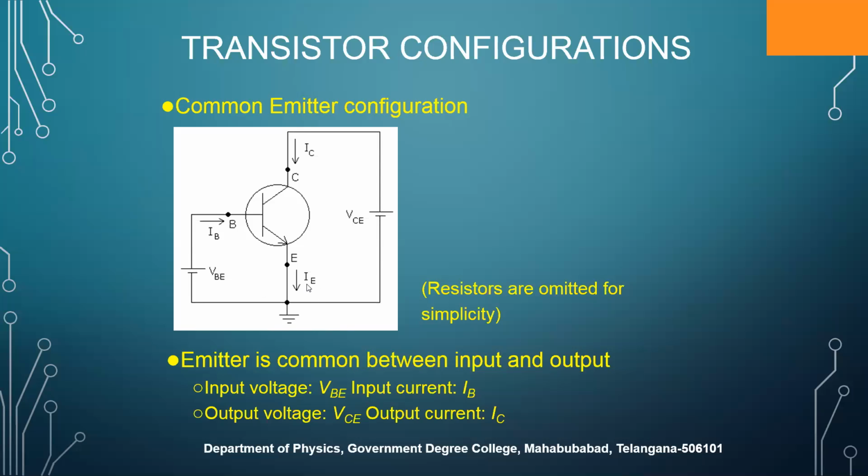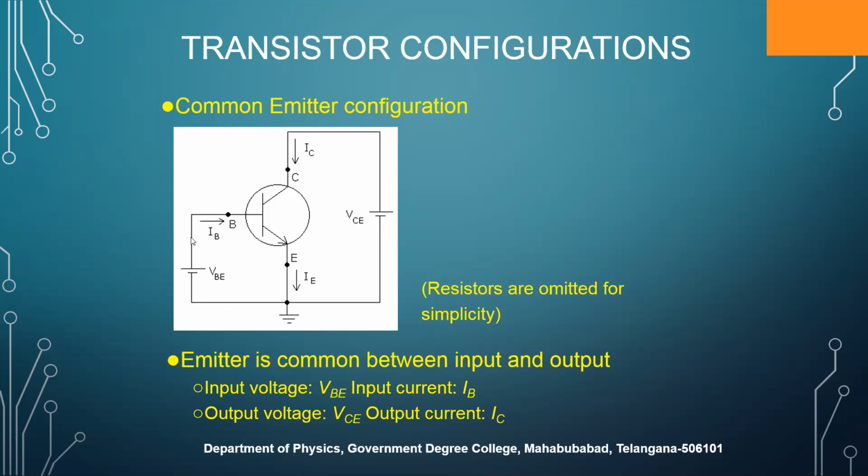So now the emitter is common. That's why we are calling this battery as VBE, that means the voltage applied to base with the emitter common. Here we are calling it as VCE, the voltage applied to collector when emitter is common. We are calling the collector current as IC, and base current as IB. Here we have to remember one thing, that is the emitter base junction should be always forward biased, and collector emitter junction should be always reverse biased.